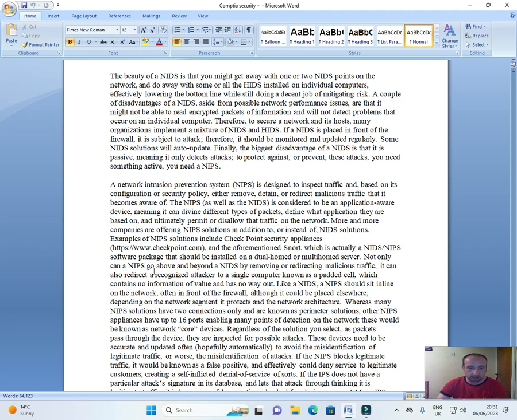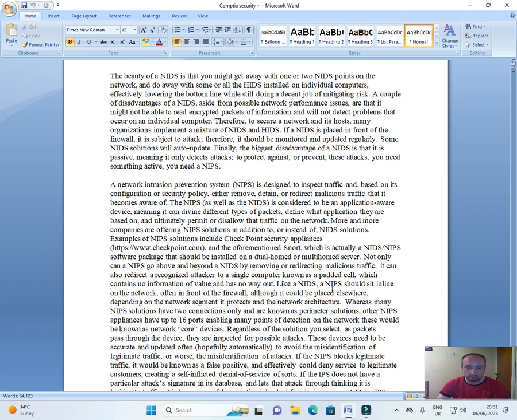Not only can a NIPS go above and beyond a NIDS by removing or redirecting malicious traffic, it can also redirect or reorganize the attacker to a single computer known as a padded cell, which contains no information of value and has no way out.